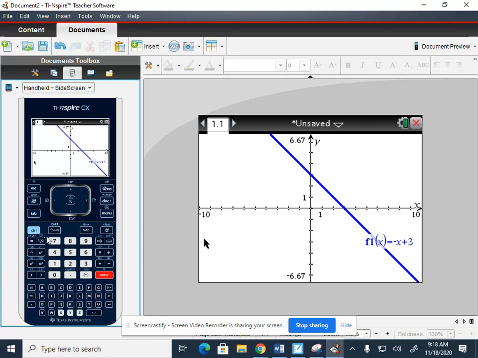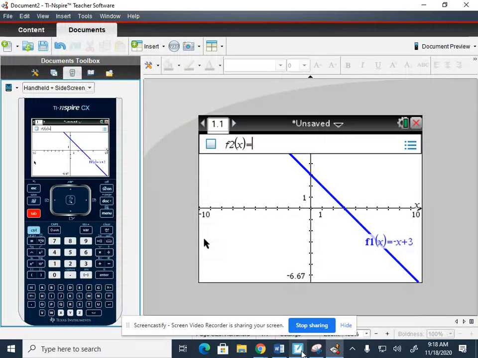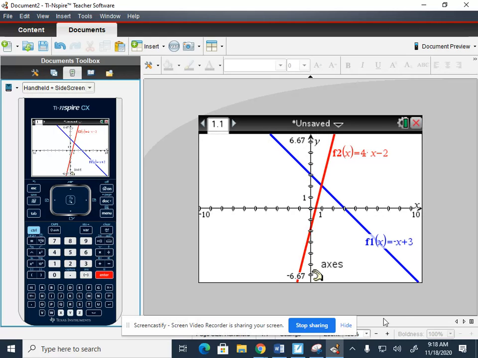Okay, now, how do I add a second line? I hit the button that says tab. Tab's over here on the left. And then it says F2. So I'm going to put the second equation. The second equation is y equals 4x minus 2. So we're going to type in 4x minus 2. And then we hit enter, and we've got the 2 lines on there.